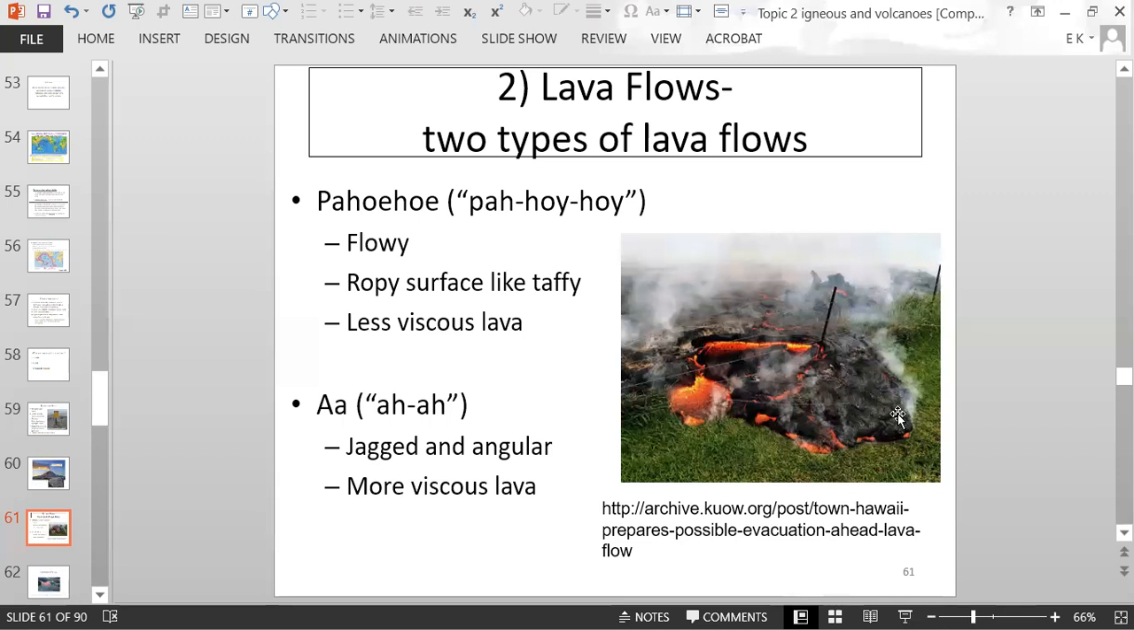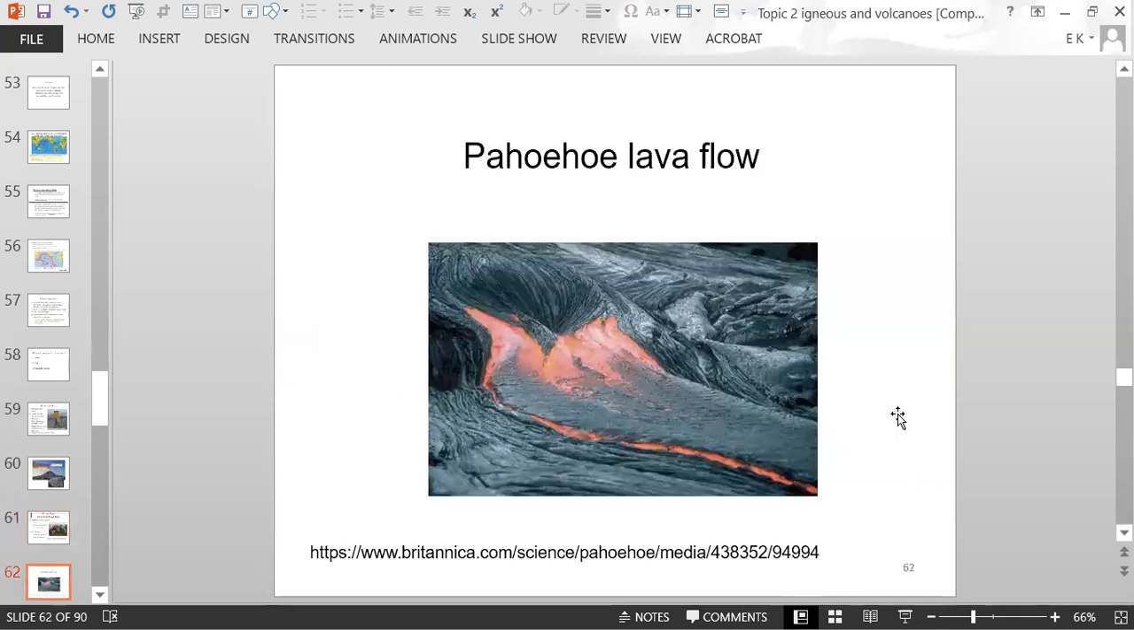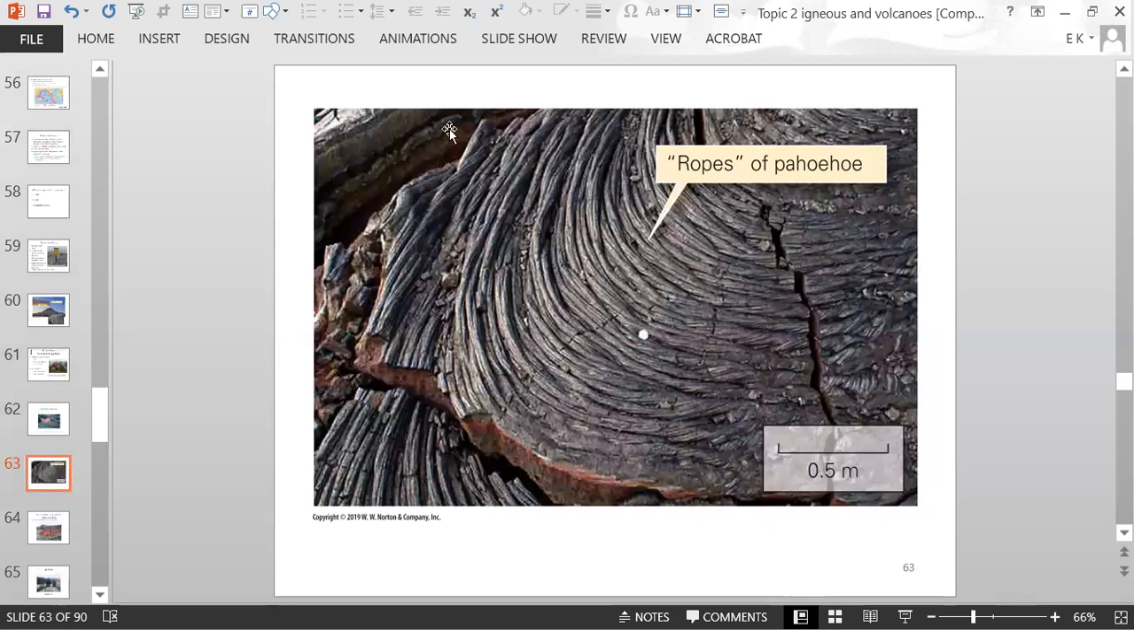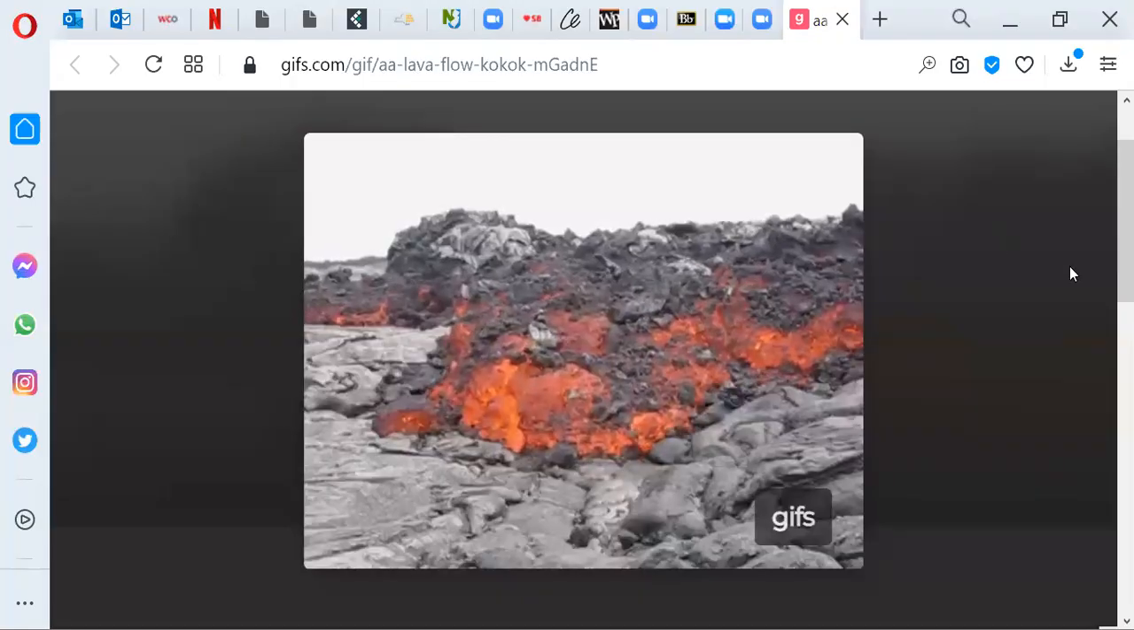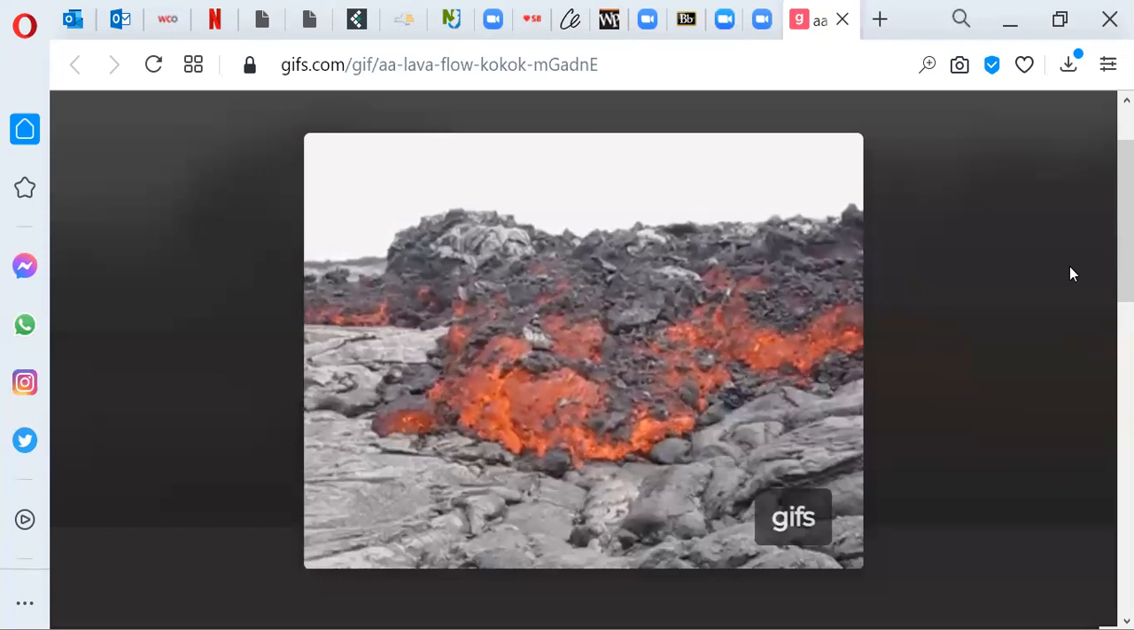Or those are related to more viscous lava. So here is a pahoehoe lava flow. It looks kind of ropey and flowy. Here's the ropey looking lava flow of pahoehoe. And then you have an A'a flow over an older pahoehoe flow. Okay, so this is a GIF of an A'a flow.